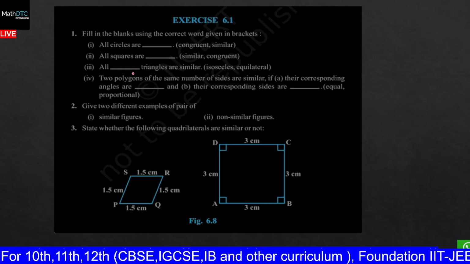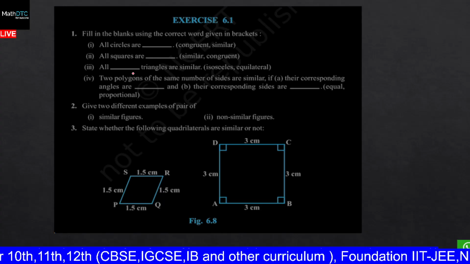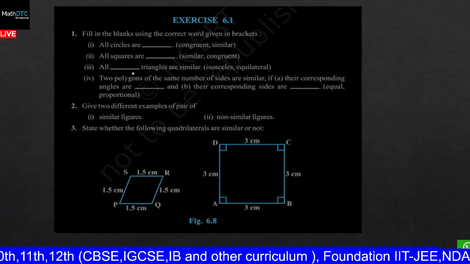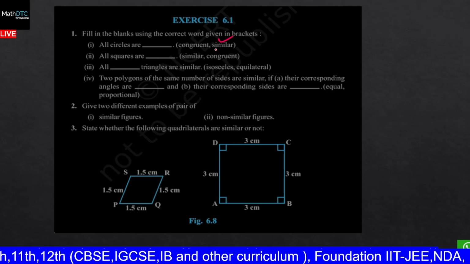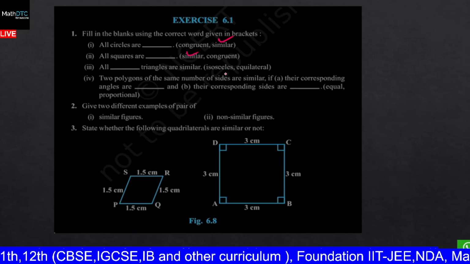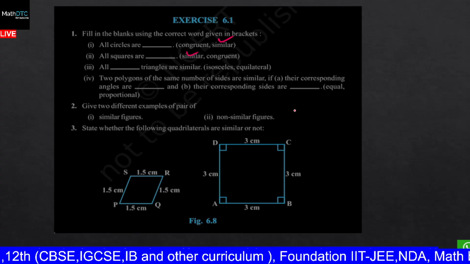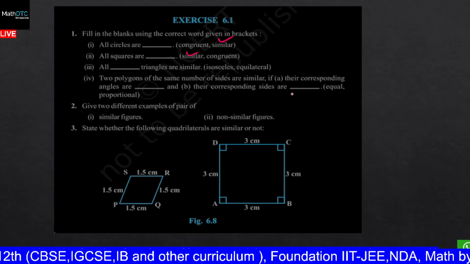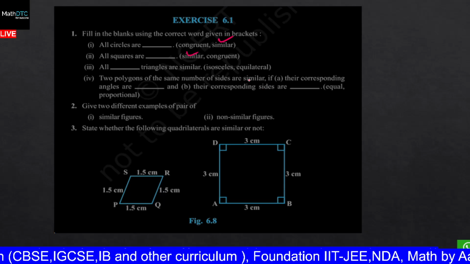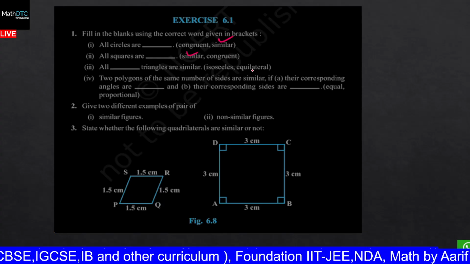The next one: all squares are similar or congruent? Similar. Okay, very good. Next: all triangles are similar, isosceles or equilateral? Equilateral.